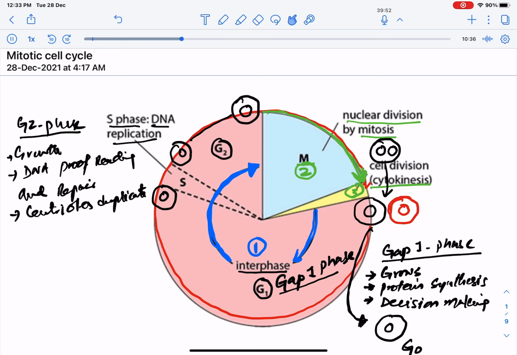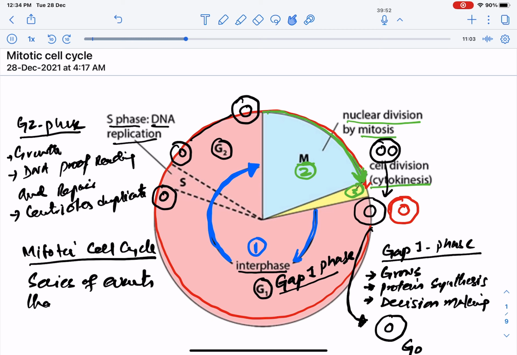So let's see the mitotic cycle in detail. And before that, let me write the definition for the mitotic cell cycle. It is a series of events that takes place from one cell division to the next cell division.